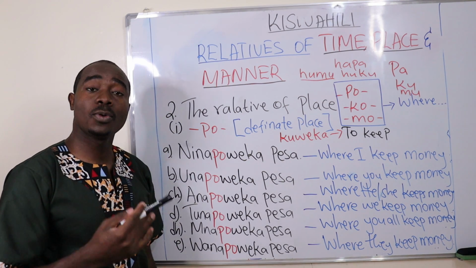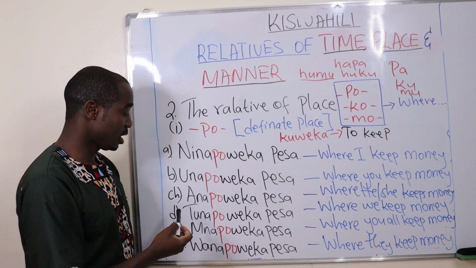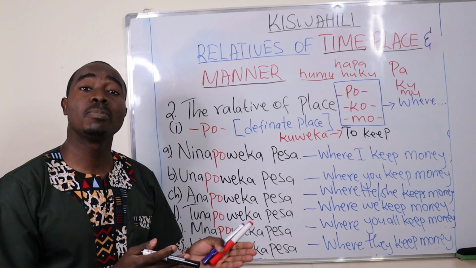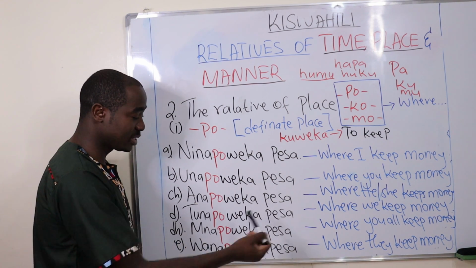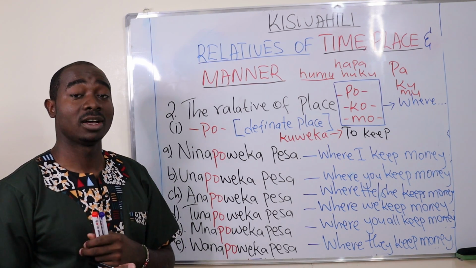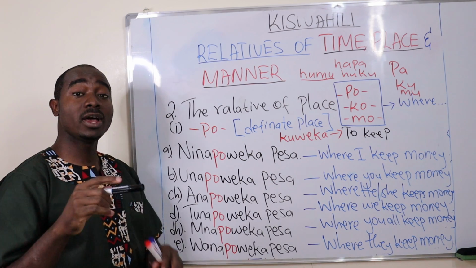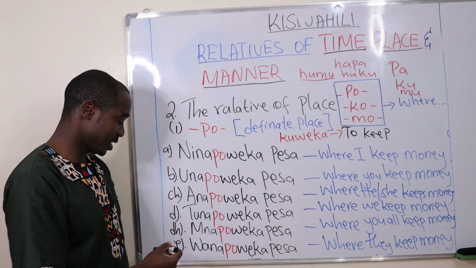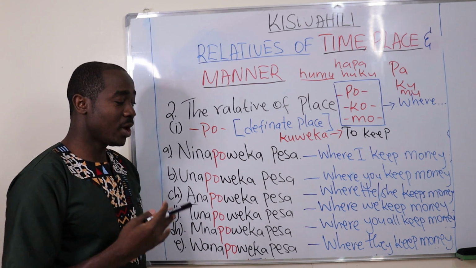Unapoweka pesa, where you keep money. Anapoweka pesa, where he or she keeps money. Sawa? Tunapoweka pesa, where we keep money. Mnapoweka pesa, where you all keep money. Wanapoweka pesa, where they keep money.